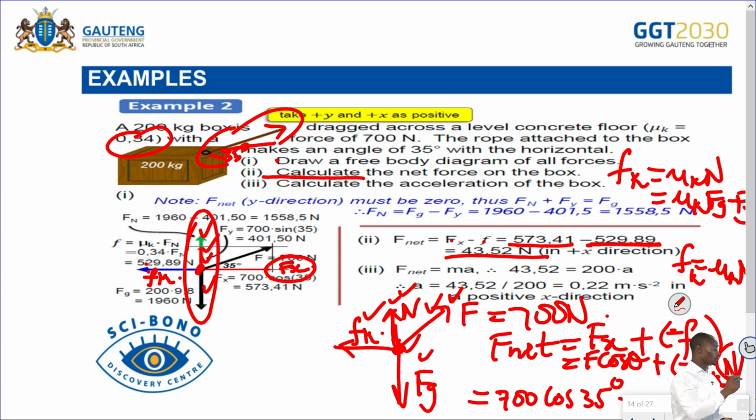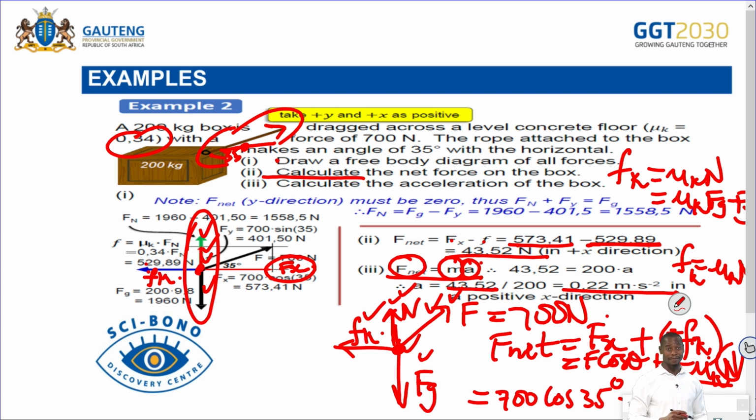Sorry about that. So the equation is F net equals ma. Already I have F net, which is 43.52, and then m here is 200. Then a will be 43.52 divided by 200, which is going to be 0.22 meters per second squared in the original direction of motion.